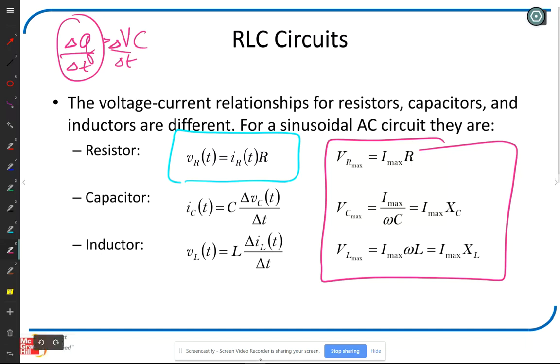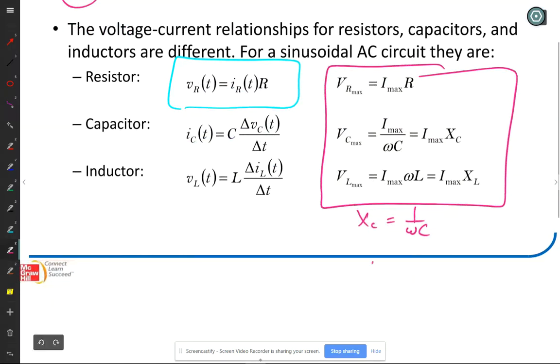And because 1 over omega C fills the same position as resistance, we say the reactance for a capacitor is 1 over omega C. That reactance is measuring the equivalent to resistance, except a resistor takes away energy. A capacitor stores it and returns it. So we don't call it a resistance because it's doing a different thing with the energy. It's returning it. For an inductor, the equivalent to resistance, the reactance of the inductor, is omega L.